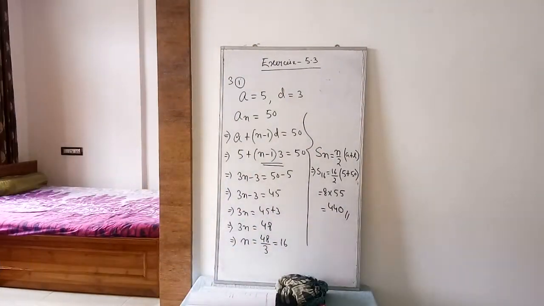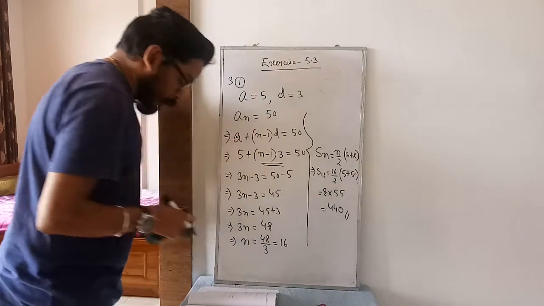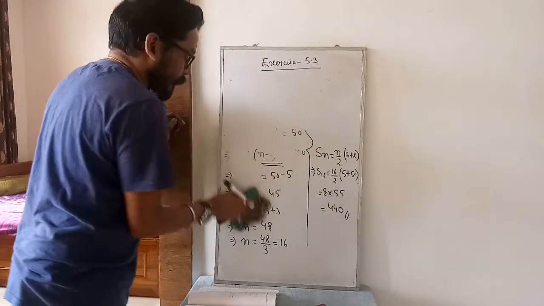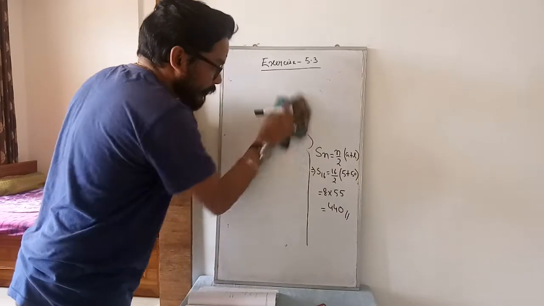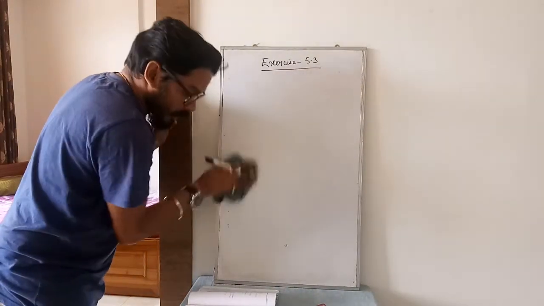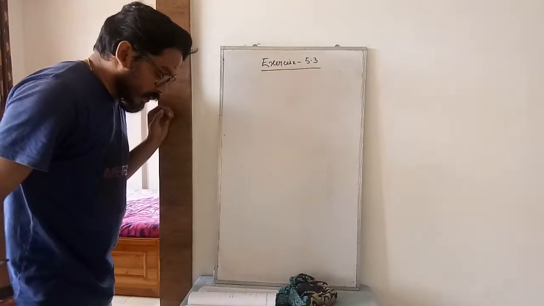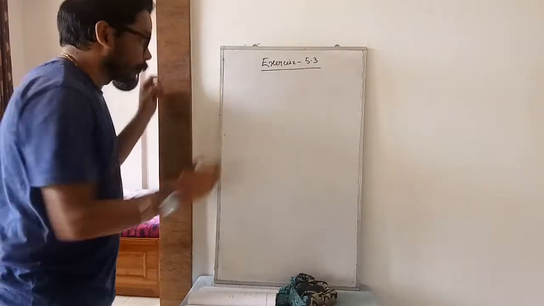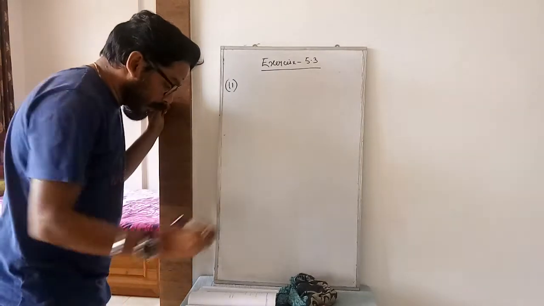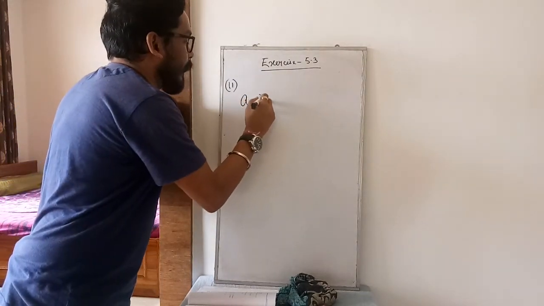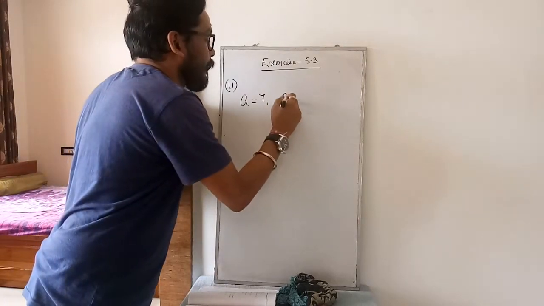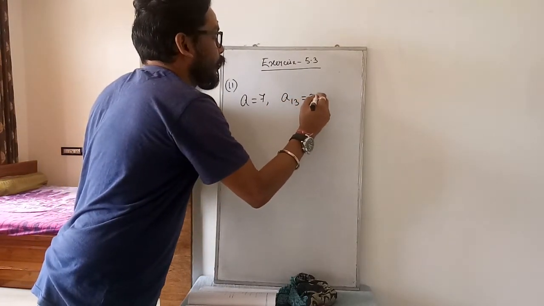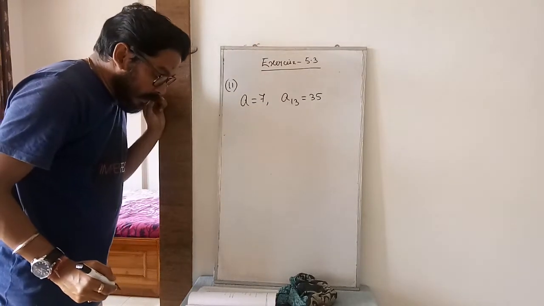Take the screenshot of this part. Okay, take the screenshot. Now 3 Roman 2. What did they say? a is 7 given here. Your a is 7, and a13, the 13th term, is given. You have to find out d and S13. So for Roman number 2, your a equals 7 and your a13 equals 35. You have to find out d and S13.